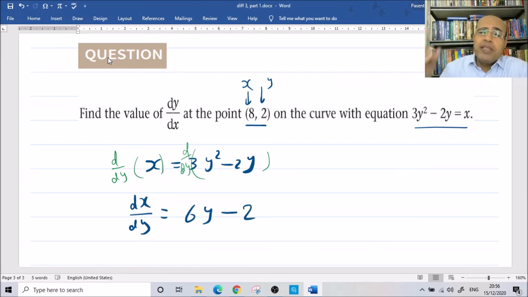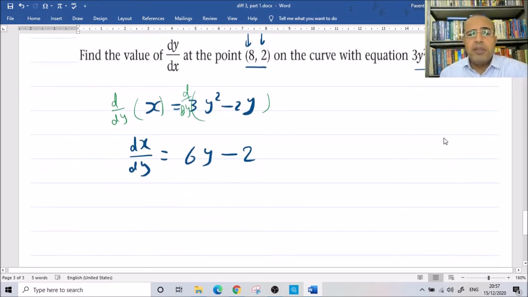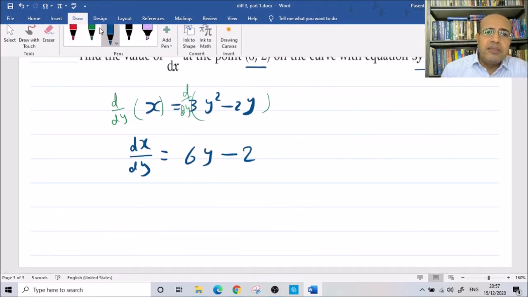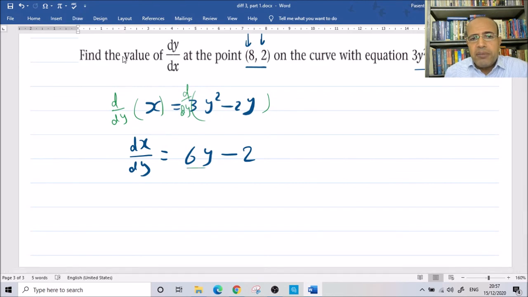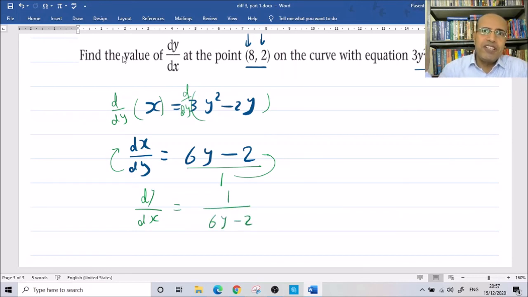But we need dy by dx. We flip. How can you flip? We can write this as a fraction with denominator 1. Then we flip this one and flip that one. So dy by dx equals 1 over 6y minus 2. It's easy. Now we need the value at 8 and 2.